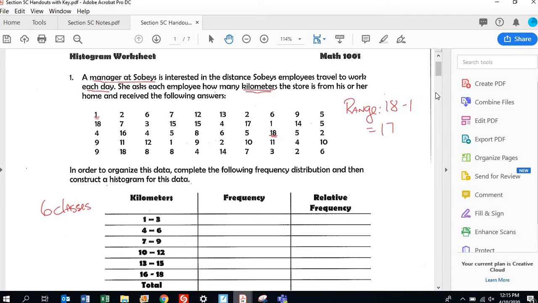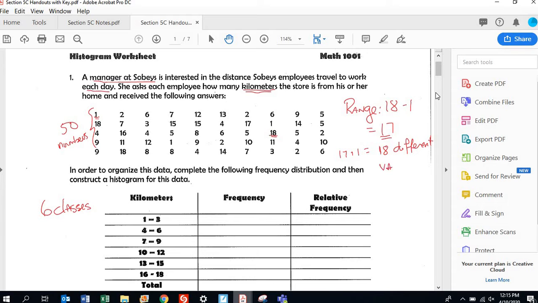So how many total? Not how many data points are there? There are 50 numbers here. 1, 2, 3, 4, 5, 6, 7, 8, 9, 10, and then down 5. All right, and so there are 50 numbers total. But how many different data points are there? The range is 17, but that means 17 plus 1. That means there are actually 18 different values.